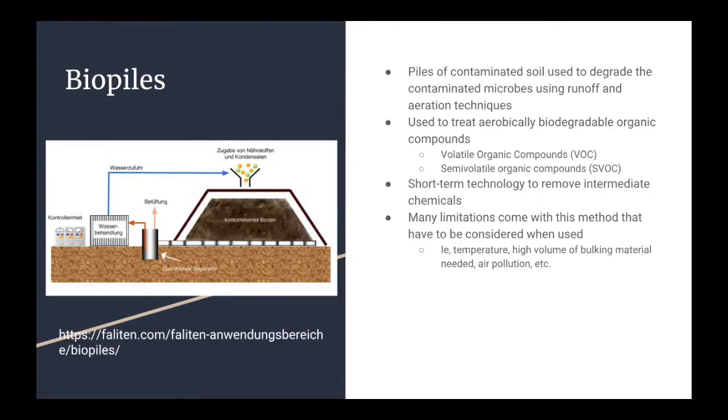The second method that was considered was biopiles. Biopiles are piles of contaminated soil used to degrade the contaminated microbes within the soil using runoff and aeration techniques. These are used to treat aerobically degradable organic compounds, which are broken into 2 different groups: volatile organic compounds, or VOCs, and semi-volatile organic compounds, or SVOCs.